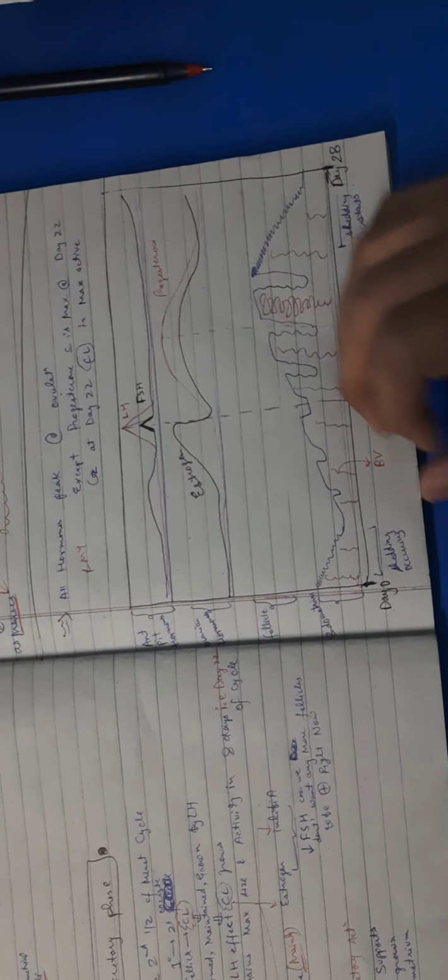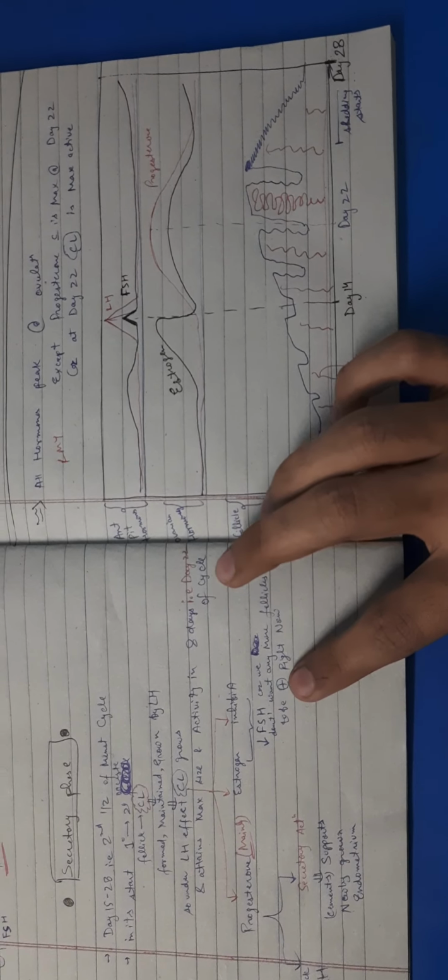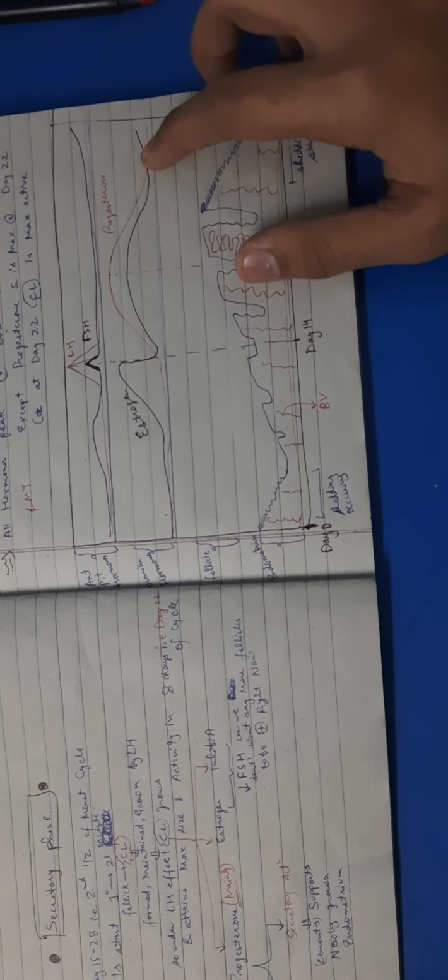Okay, and this estrogen is increased here because of the corpus luteum. That is, the corpus luteum also secretes estrogen, to keep FSH low. Okay, that's why this estrogen increased here.